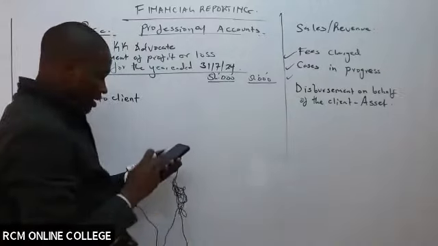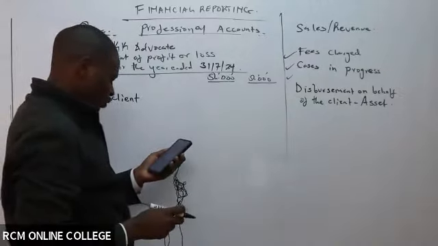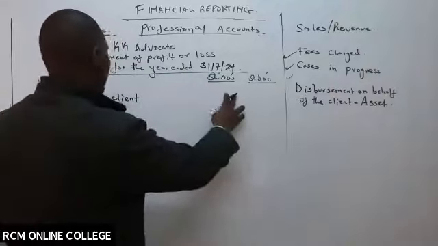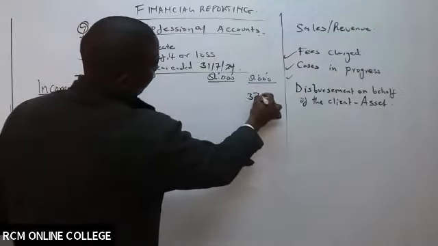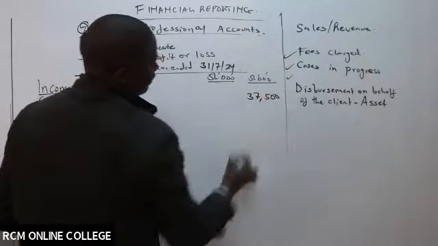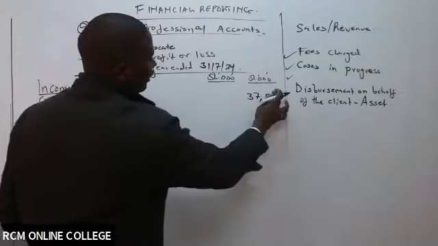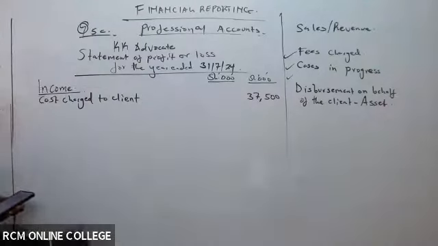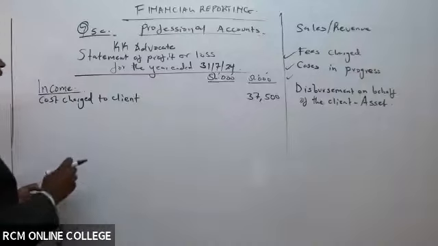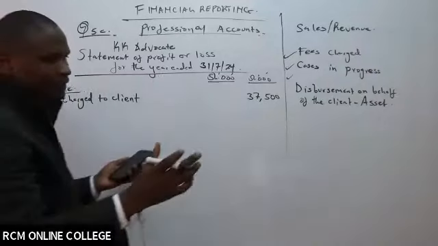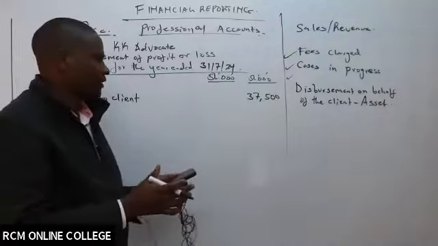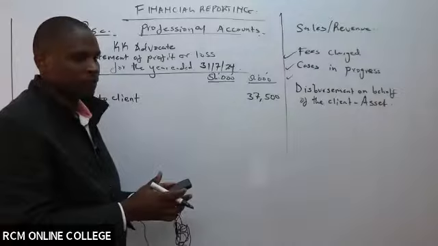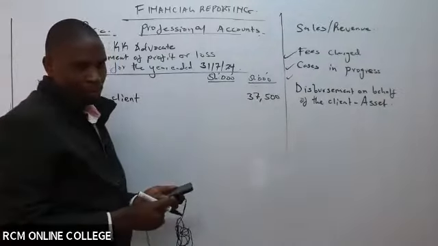Cost charged to client, and the value is how much? 37,500. I hope you're able to see 37,500. So you can put that in our second column: 37,500 cost charged to client. That is the income for this advocate. At this point, class, this cost was the cumulative cost. So this is the total income.